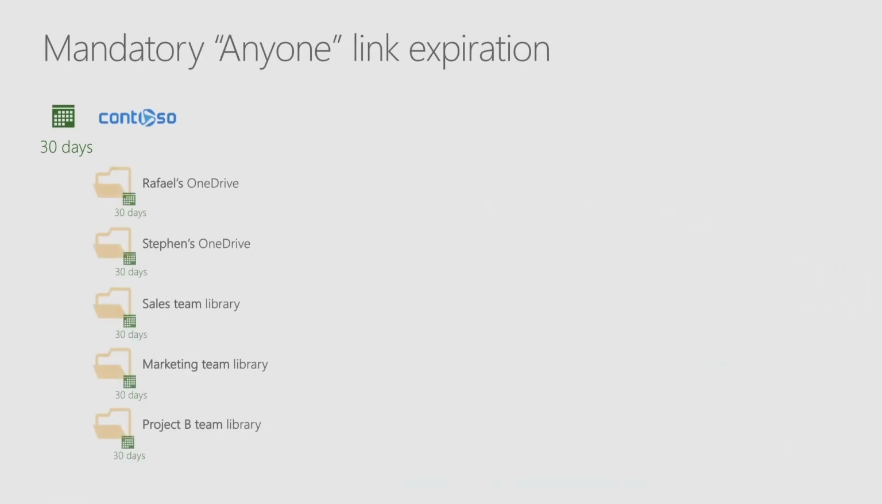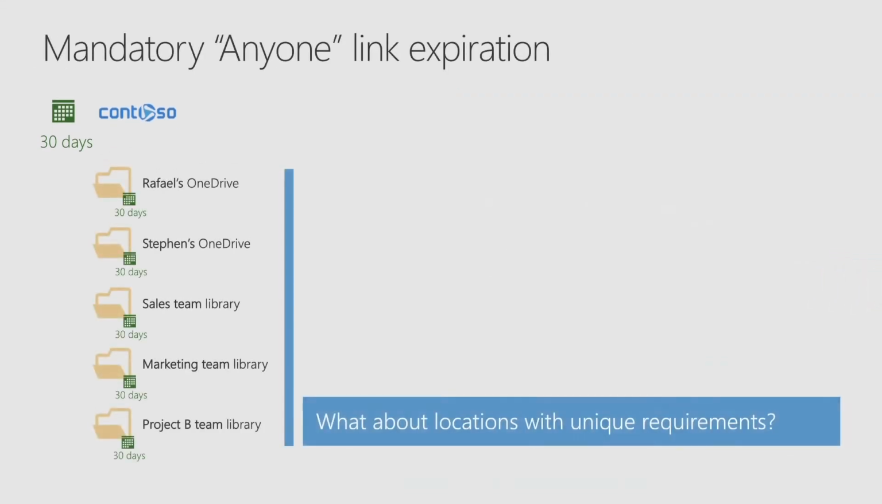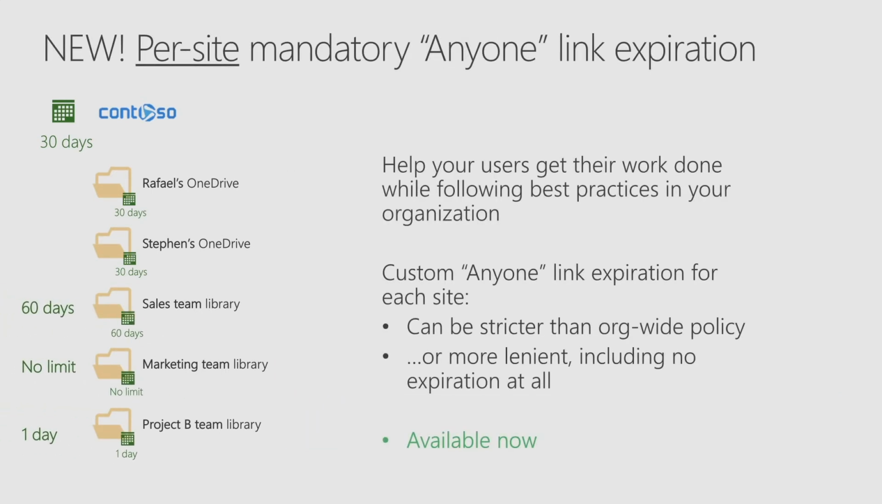What about when you have locations that have unique requirements? Well, that's where our new per site mandatory anyone link expiration policy comes into play. This allows you to override the policy on an individual OneDrive or an individual site collection. If you have a site that you know, say a marketing site, that you don't want an expiration date to apply to anyone links, you can set that up.